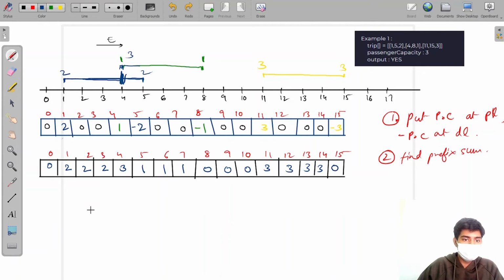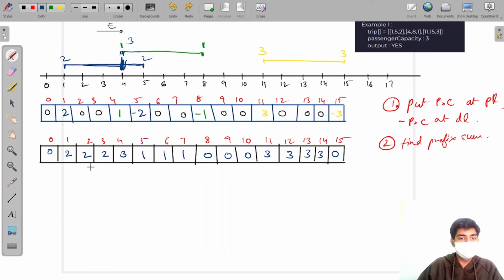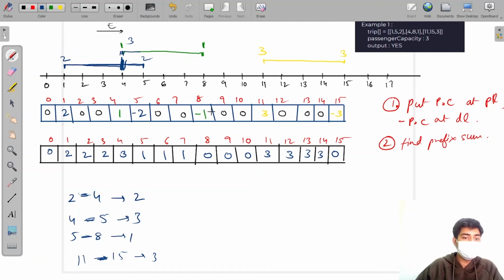So let's write the ranges first. How many people were in my car in what ranges? So from 2 to 4, I had two people in my car, right? From 4 to 5, I had three people in my car, right? From 5 to 8, I had only one person in my car, right? And from 11 to 15, I had three people in my car, right? This is something like this. So these are my ranges, and this is what this prefix sum array is trying to do.